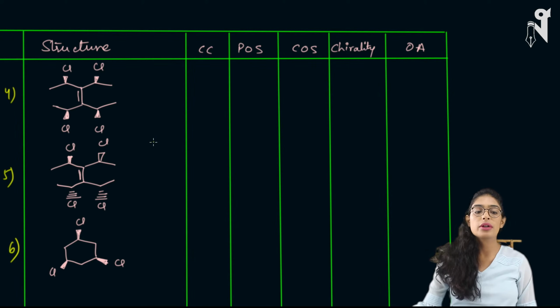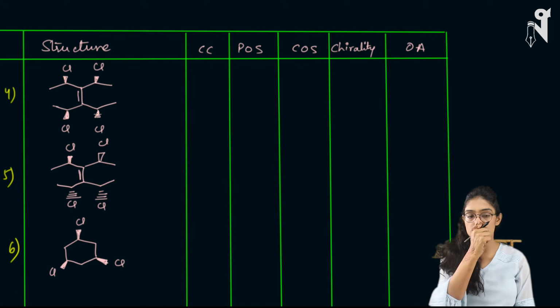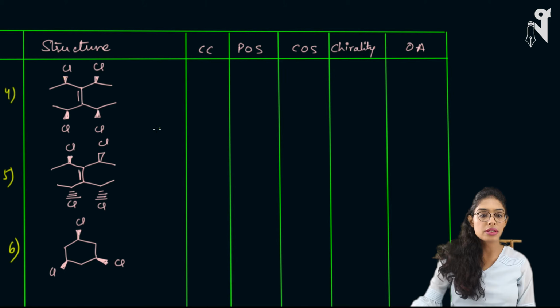So let's talk about the next compound. We have this structure. This structure has 4 chlorines. All the 4 chlorines are towards the viewer, and then there is a double bond in the center. Now if I have to figure out whether the chiral centers are there or not, there are chiral centers 1, 2, 3 and 4. These are the chiral centers. So we have chiral centers in this. Do we have POS? Let's see.